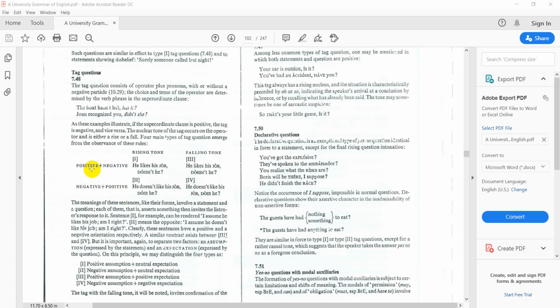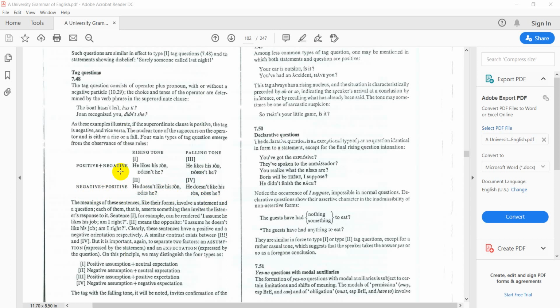Now we have positive plus negative, meaning the subordinate clause will be positive and the tag will be negative, for both rising and falling tone. And we have a negative subordinate clause plus a positive tag, also with both rising and falling tones.